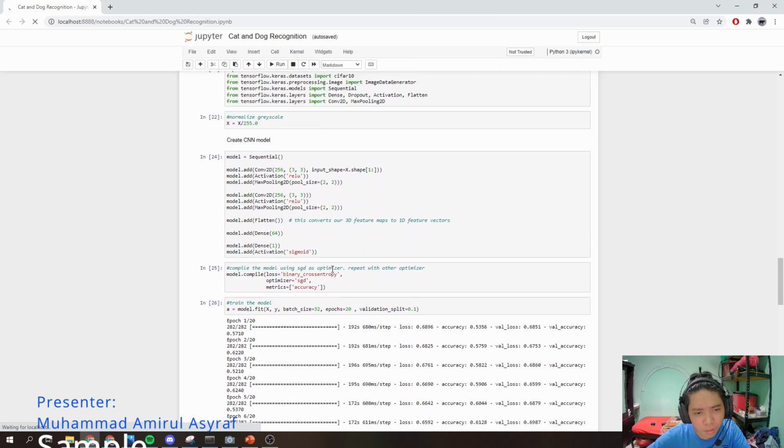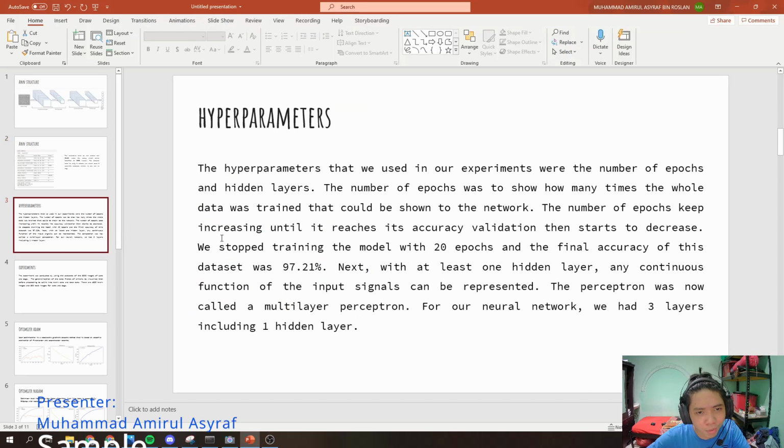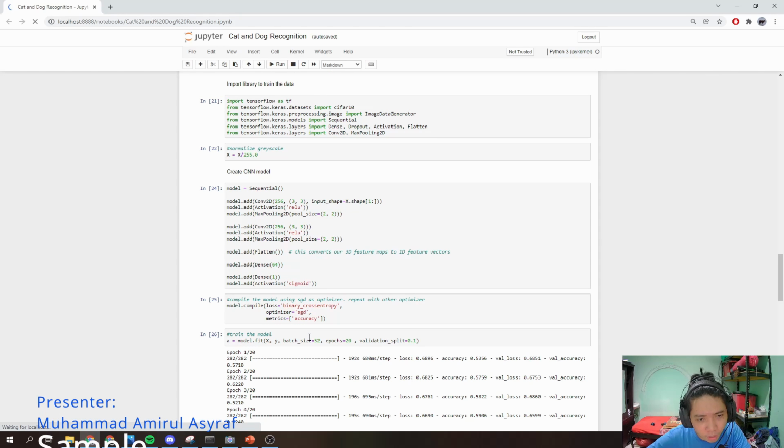So for our hyperparameters, we set our epoch to 20 and our batch size is 32. Our validation split is 0.1, that means 10% will be the validation set and 90% will be the training set. Our learning rate will be default. The momentum value also will be default. The only thing we change here is the optimizer.